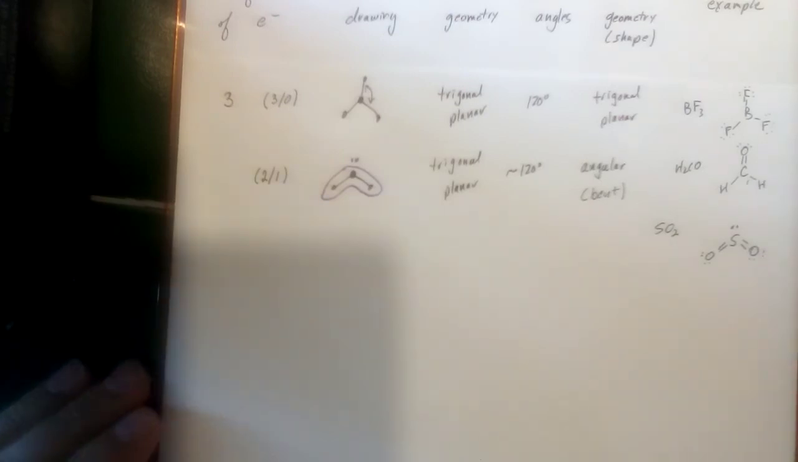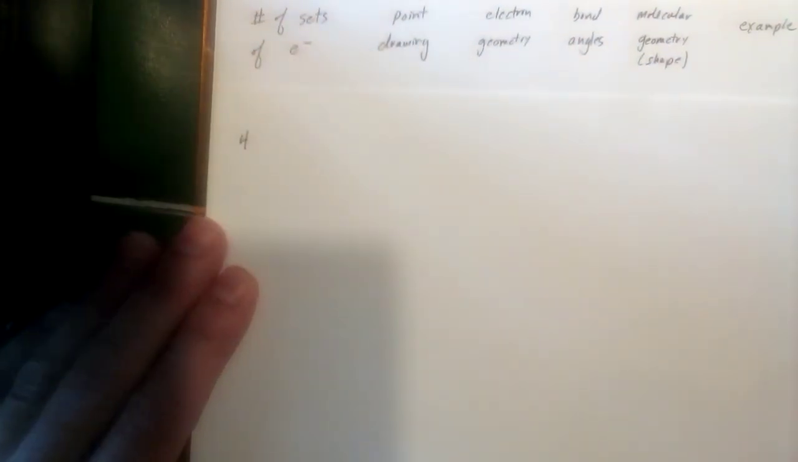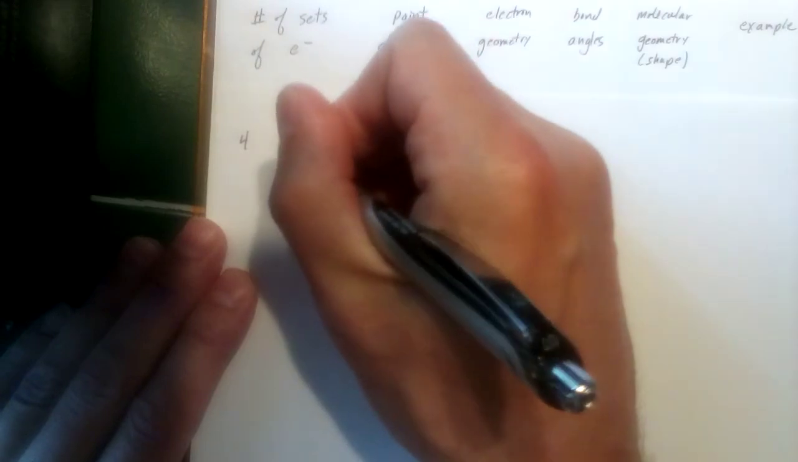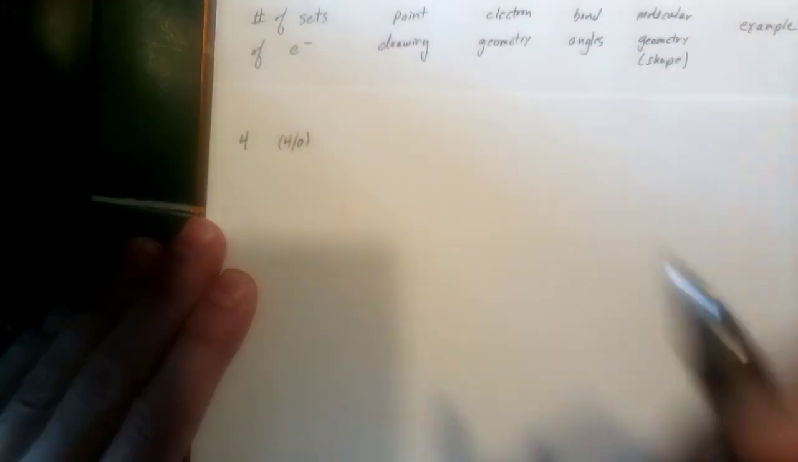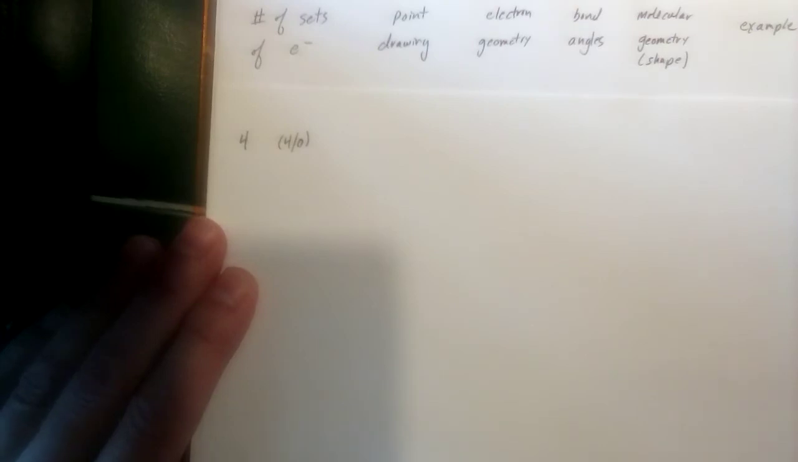Okay. All right, let's move on and start the discussion of 4 sets of electrons. We will not get through 4 on this video, but we do still have a little bit of time that we can start to talk about 4. So, if we have 4 sets of electrons, right, we have this same issue of there are a few different possibilities. So we could have all 4 are bonds, so what I called a 4-0.